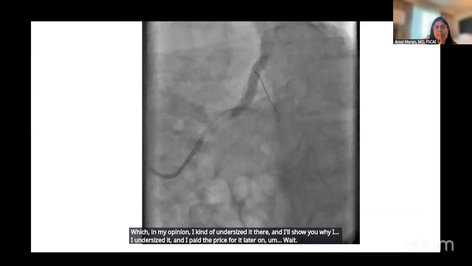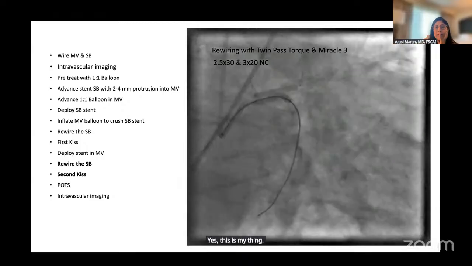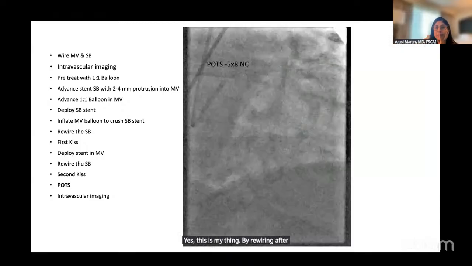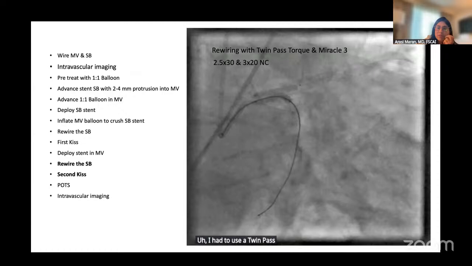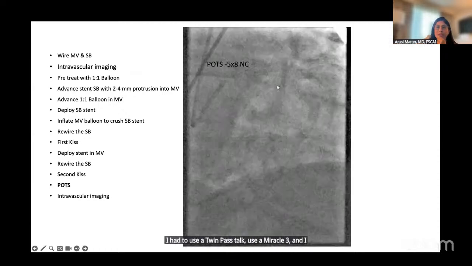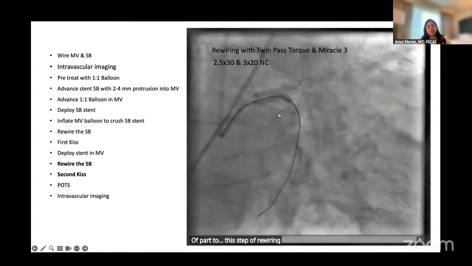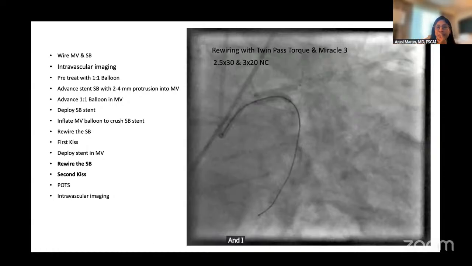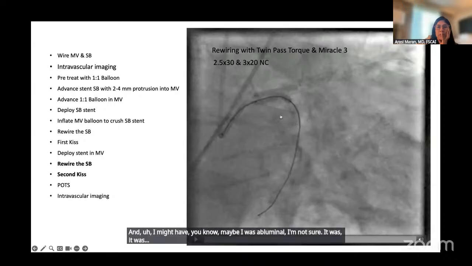Wait, I think I skipped ahead. Yes, this is it. My rewiring after my LAD stent and POT was absolutely miserable. I had to use a Twin Pass Torque, use a Miracle 3, and I struggled from this step of POT to this step of rewiring. In retrospect, I had to wonder if I did not use my intravascular imaging appropriately. Maybe I was abluminal. I'm not sure. It was an absolute misery to get to this point.